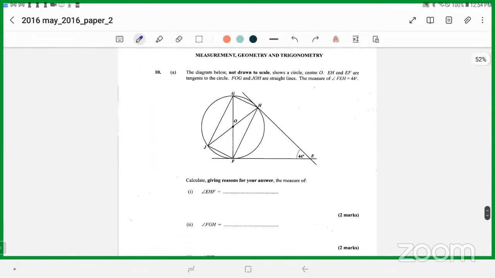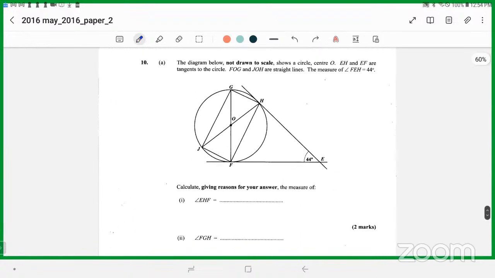Then we come to our circle theory. All right, so this question says the diagram below is not drawn to scale. So you cannot go by how anything looks. So for example, these lines look parallel, you cannot assume. And this looks like a rectangle. You cannot assume. You cannot go by how anything looks in the diagram. You have to just work with the information that is presented and also with the theory.